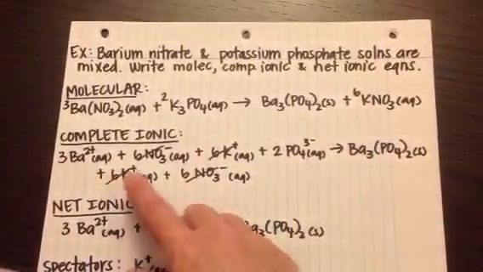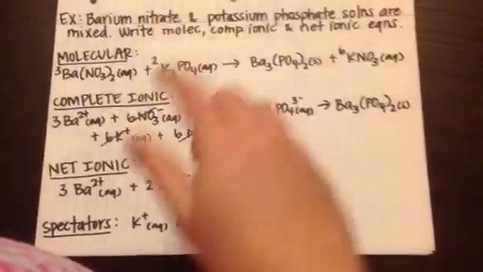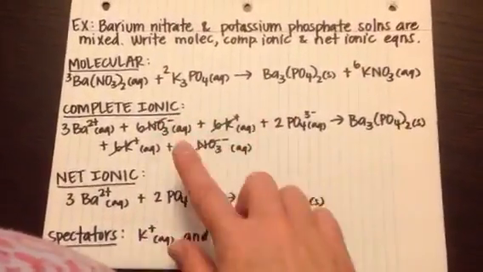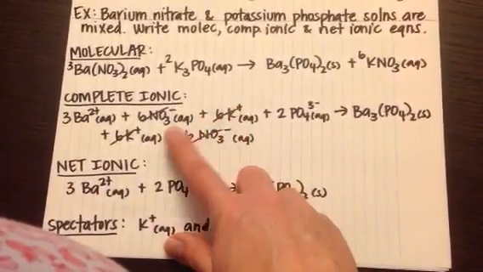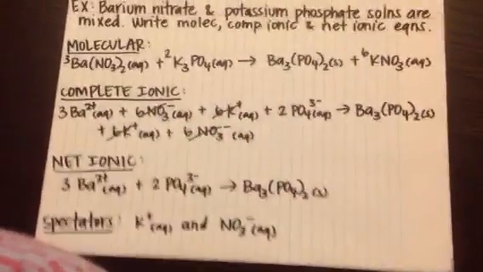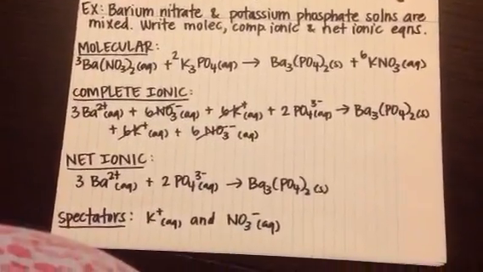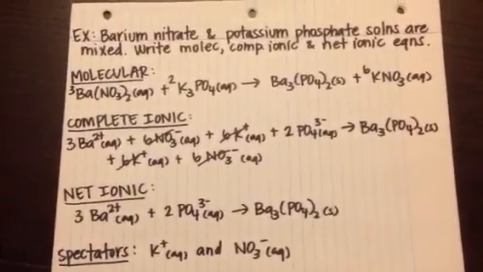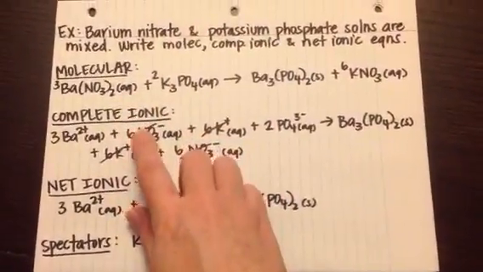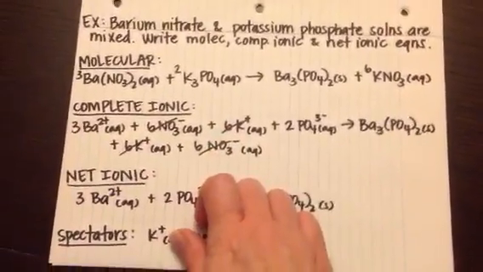Again, distribute that coefficient. The way we go from complete ionic to net ionic is just look at both sides of the equation. If there's anything that's exactly the same on both sides, it's not participating in the reaction. It's called a spectator. In other words, it's just floating around in the solution, but it's not doing anything meaningful. Okay? So, I cross out 6 nitrate and 6 potassium. Now they have to match exactly in order to cross them out.